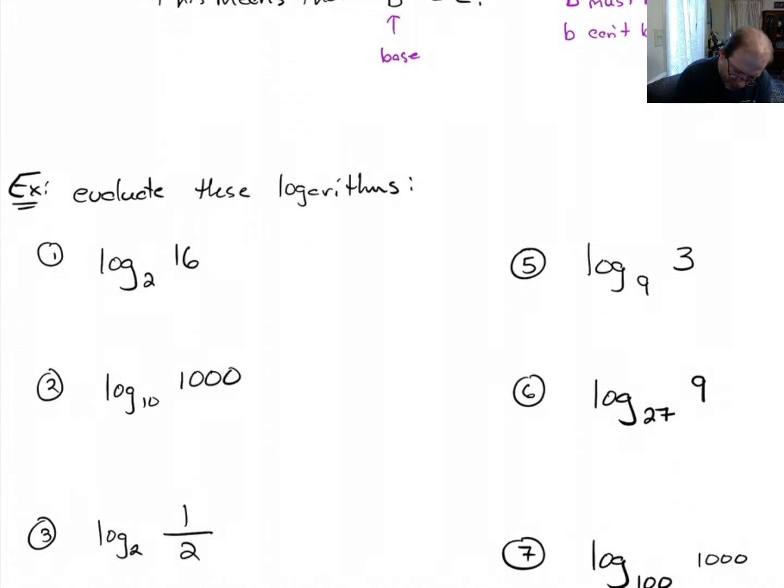All right, log base 2 of 16. What we're asked to do here is to figure out 2 to what power gives you 16? Well, 2 to the 4th is 16. All right, log base 10 of 1,000. We're saying 10 to what gives you 1,000? Answer there is 3.